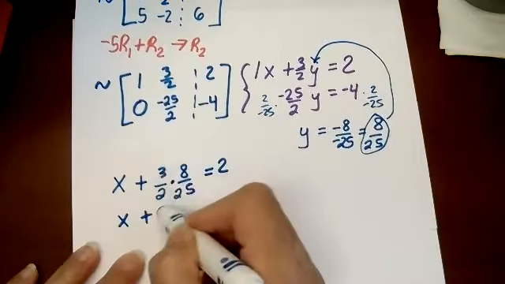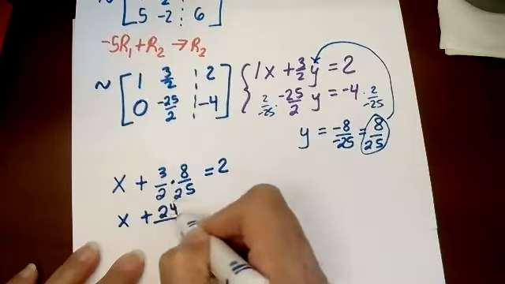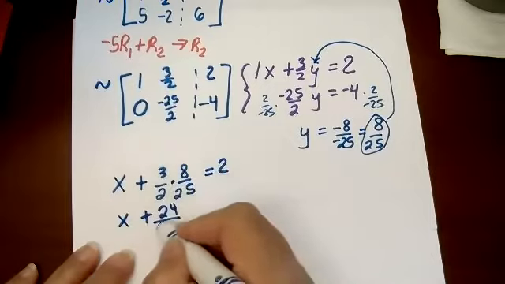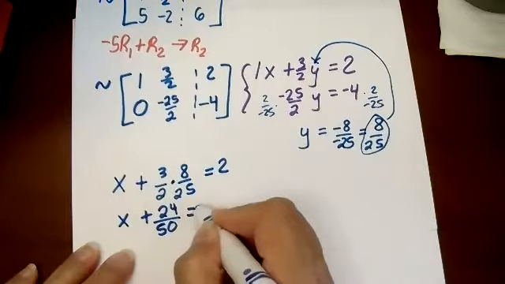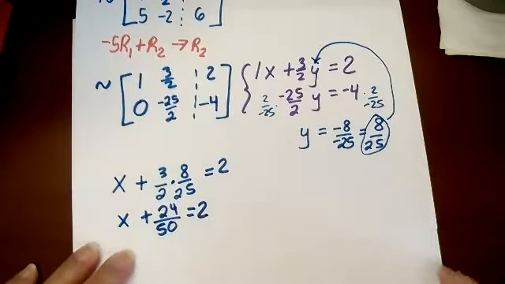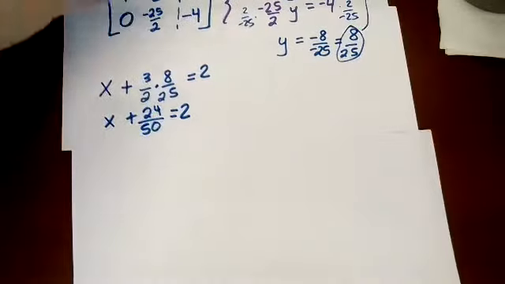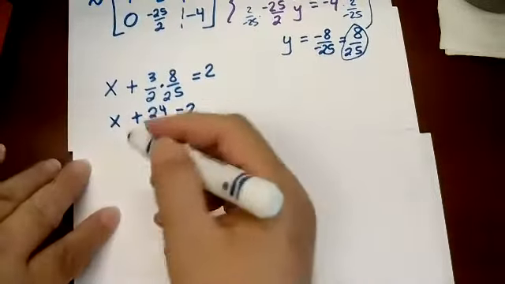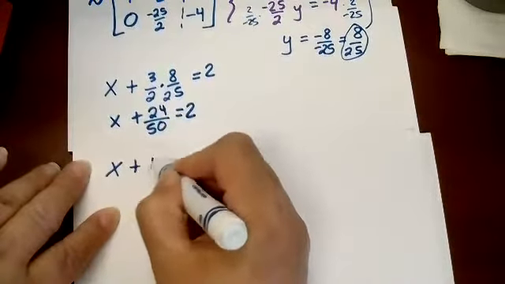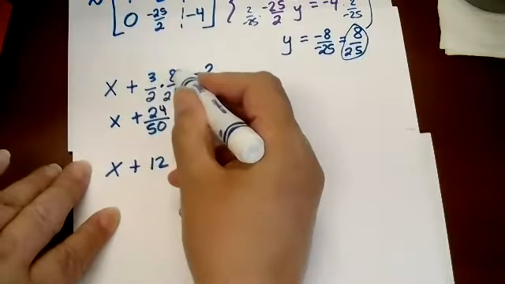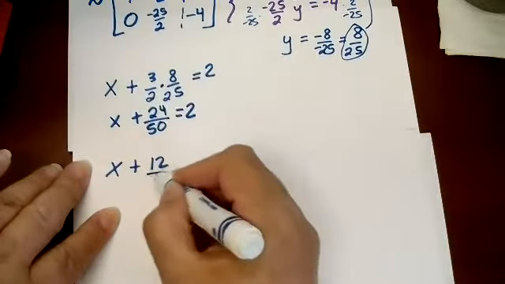X plus 3 times 8 is 24. 2 times 25 is 50. I can reduce that 24/50 to 12 over 25. I could have done it along the way. I could have done the 2 into the 8 and made it 4.